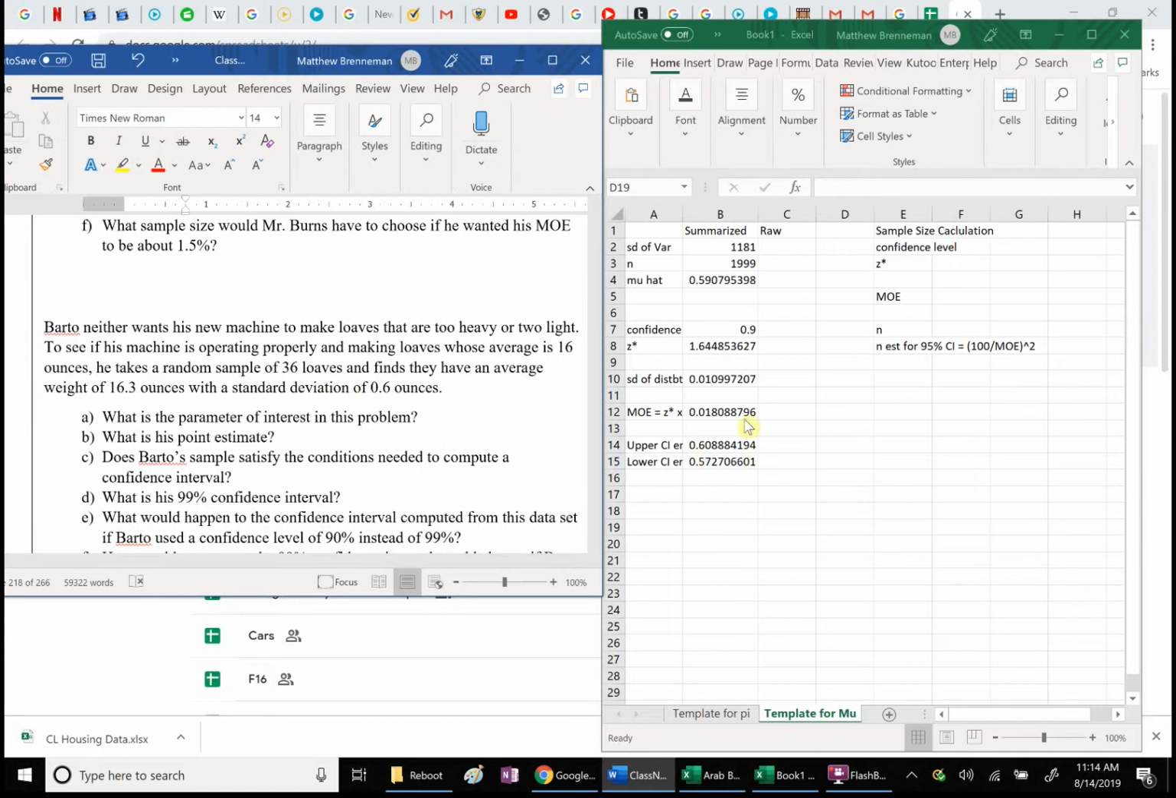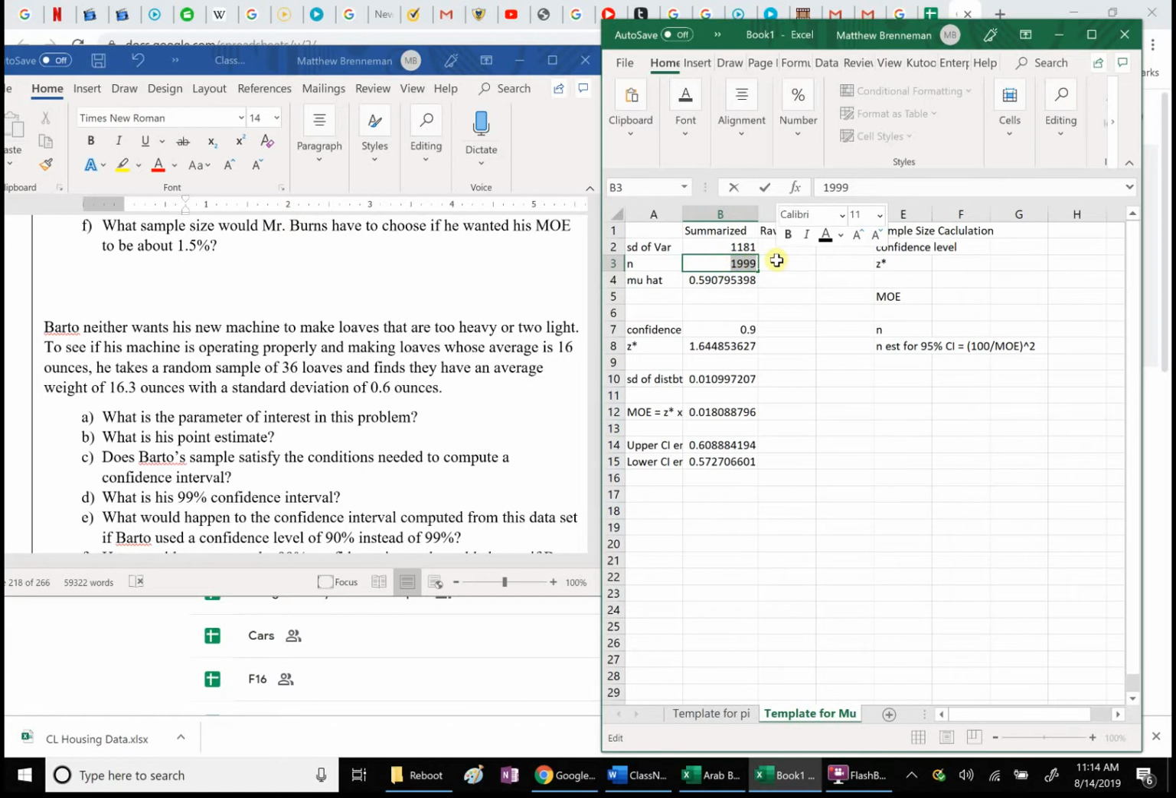So he takes a random sample of 36 loaves. So I have 36 here. He finds out that the average weight is 16.3 ounces. So this is going to be my mu hat. And the standard deviation of those 36 loaves is 0.6 ounces. So this is the standard deviation of his data set. Okay. This is all the given information. He wants a 99% confidence interval.